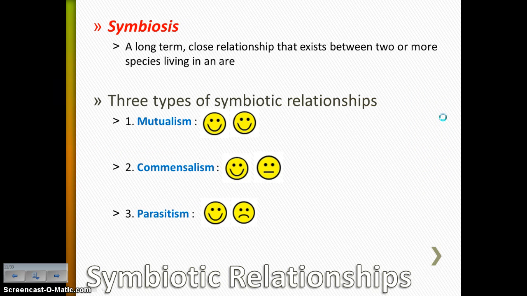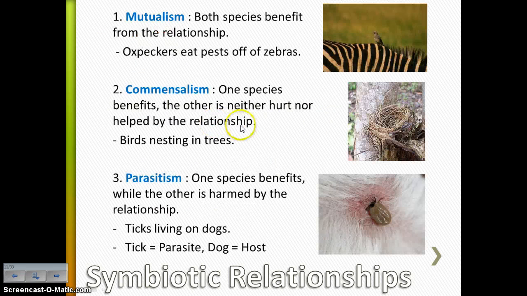Okay, do you remember talking about symbiosis in 7th grade? Symbiosis is a long-term, close relationship that exists between two or more different species living in an area. There are 3 types of symbiotic relationships. You have mutualism, commensalism, and parasitism. On your little chart there, under symbols, I want you to draw these little happy faces and sad faces and straight faces. Mutualism is when you have 2 happy faces.